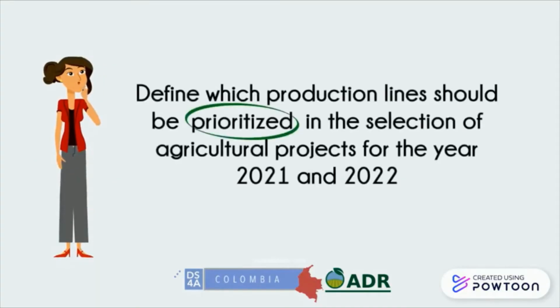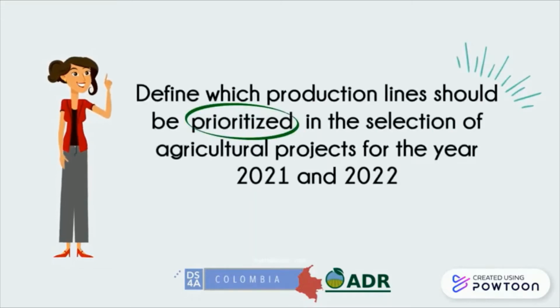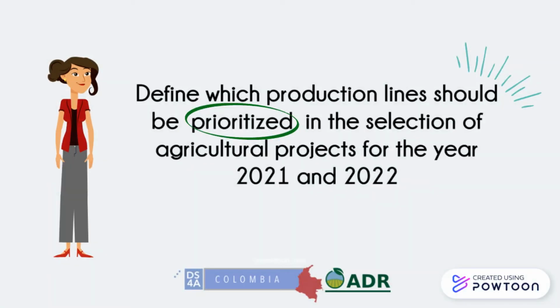That being said, we can now go to the fun part, which is to talk about data science. So the idea of our project was to help ADR define which projects should be selected for the next 2 years. And the way we did this is that we analyzed some project variables such as number of beneficiaries, location, yield, productivity, and crop. But we also included some external variables such as consumer price index and exports.